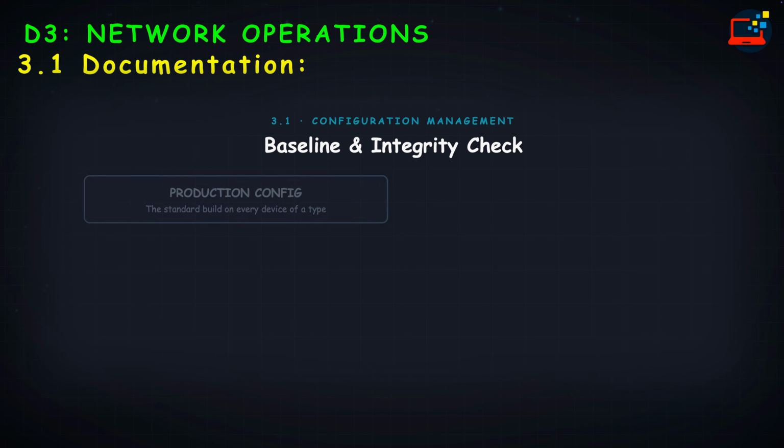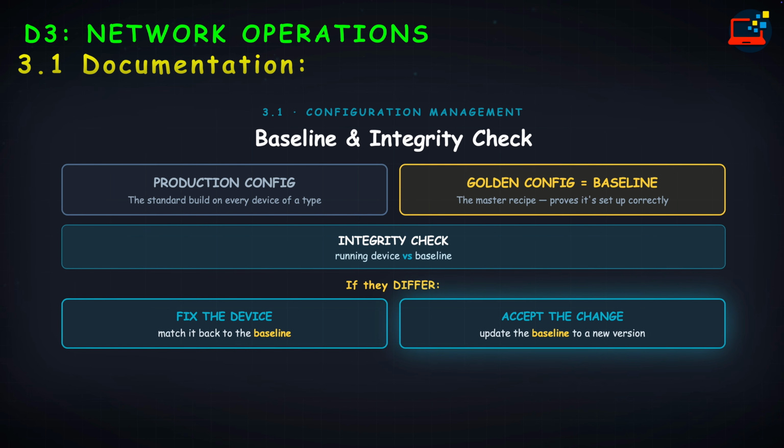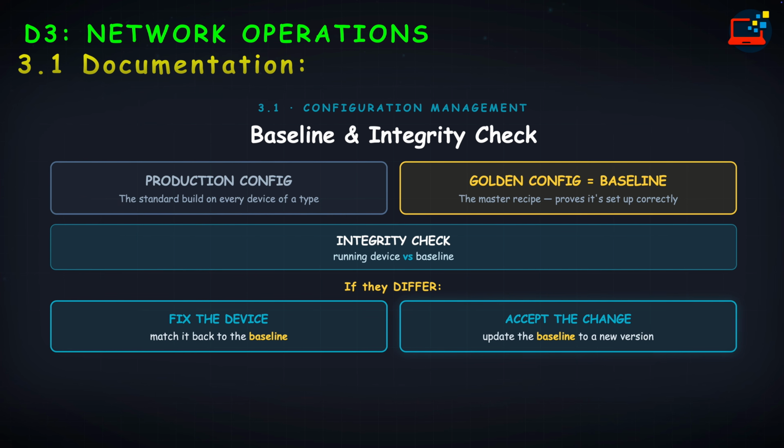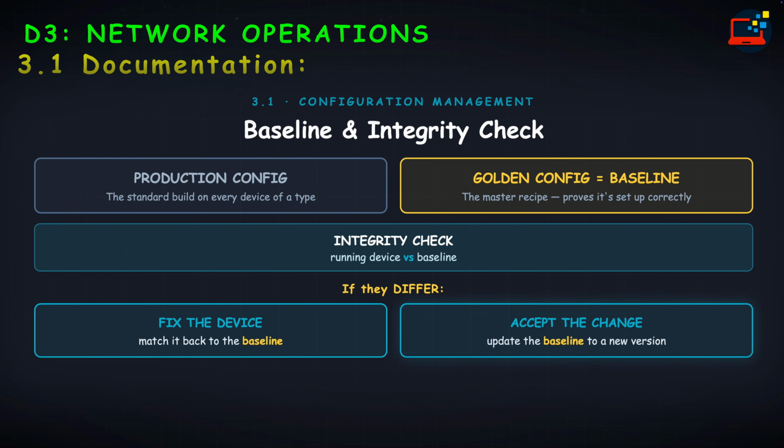Now the processes. Configuration management is about consistency. The production configuration is the standard build rolled out to every device of a type. The golden configuration, also called the baseline, is the master recipe that certifies a system is set up correctly. An integrity check compares a running device against that baseline. If they differ, you either fix the device to match the baseline, or you accept the change and update the baseline to a new version.